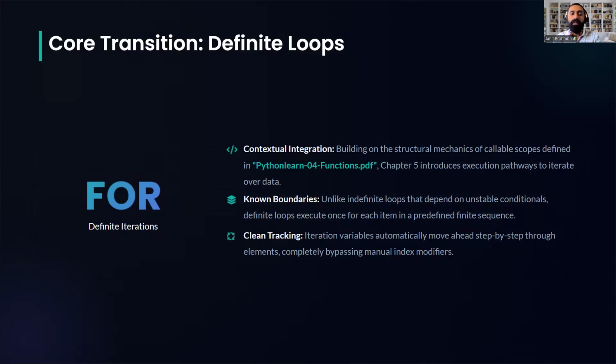Definite loops. This brings us to the major transition, definite loops. While indefinite loops run until a condition changes, definite loops iterate through a predefined set of items, such as a list of names or lines in a file. Definite loops use Python's for statement. They run exactly once for each item in the sequence. Because the sequence has fixed boundaries, definite loops are guaranteed to terminate safely, completely eliminating the risk of infinite loops.